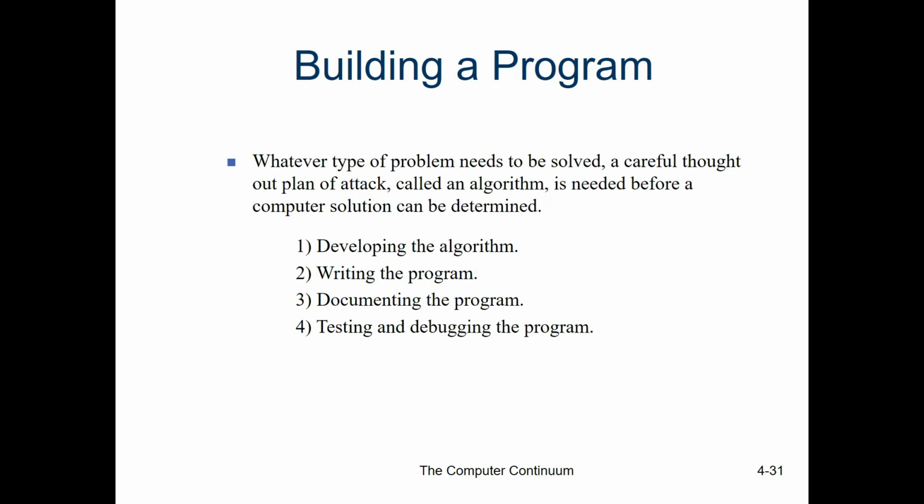All right, building a program. Now this is a software engineering perspective which you need to understand here: whatever type of problem needs to be solved, a carefully thought-out plan called an algorithm is needed before a computer solution can be determined. Okay, so in order to build any program or any application, we need to go through certain processes. We need to develop the algorithm, we need to write the program, we need to document the program, and we need to test and debug it.